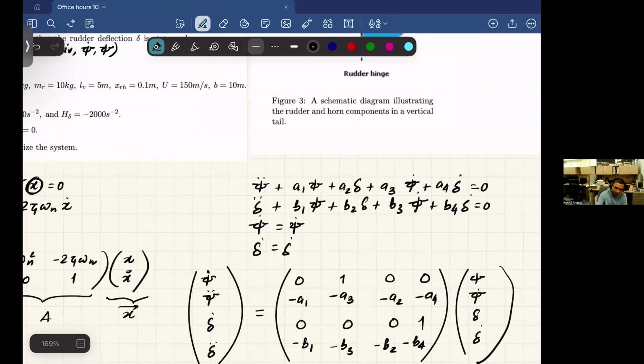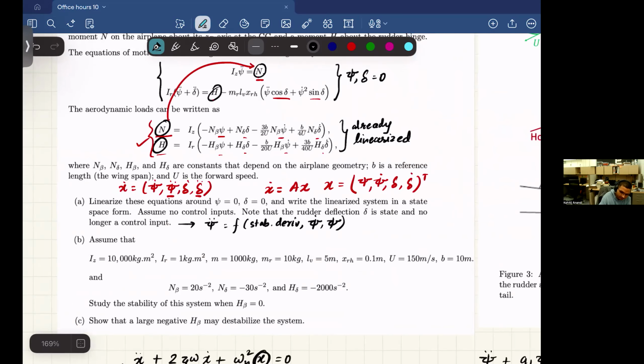So you are going to first go ahead and linearize these equations. When you linearize these equations, you will get equations for psi double dot and delta double dot. Okay, so our linearization is giving us those equations, and then we continue the process with what we have from the linearization. Yep. That is why it says first linearize these equations, which is going to give you the equations of motion. Then you write it in the state space form.